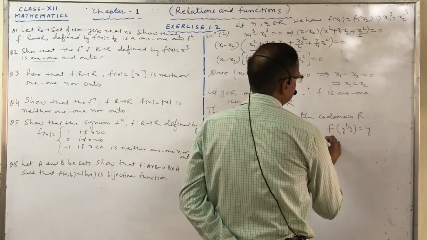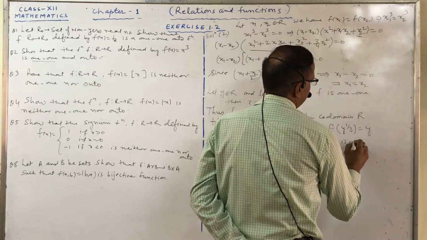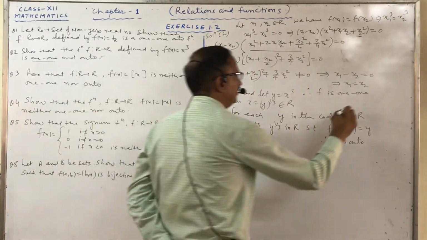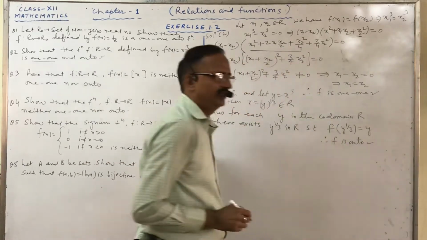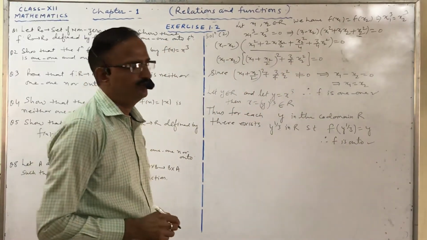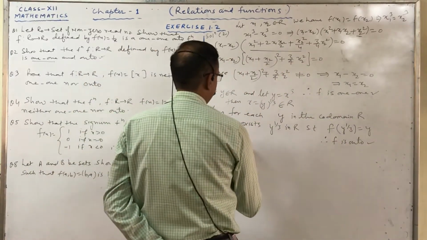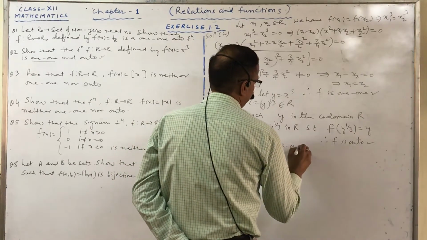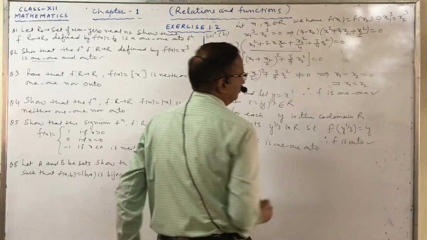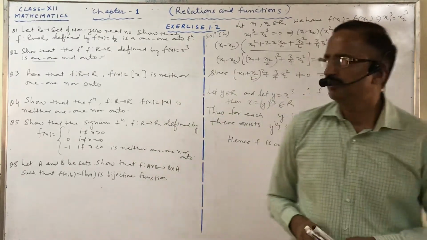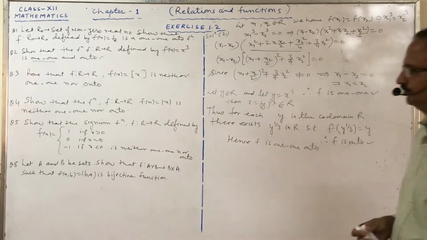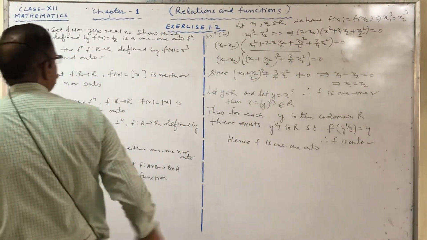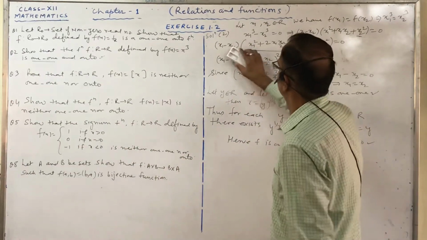Therefore, f is onto. Since f is 1, 1, it is onto. Therefore, f is 1, 1 onto. Hence, f is 1, 1 onto. So this is all about question number 2. Now, come to question number 3.